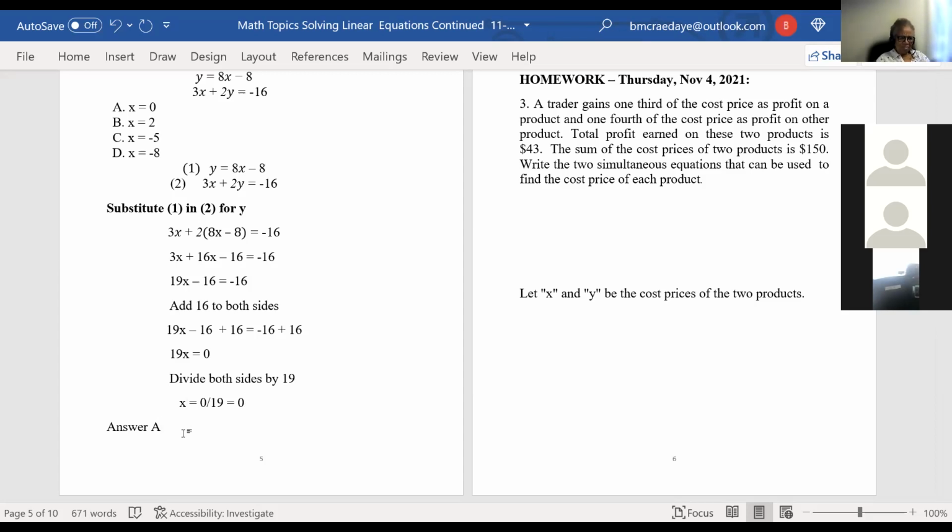Yeah, but how I did it at first, you see the 3x plus 2y equals minus 16. Yes. I didn't even figure anything about that. All I did was y equals 8x minus 8. That's the only one I did, and I got 0. But the other, I can't figure out because it was 2 answers. I had A and I had B, because I think it was 2 different answers.